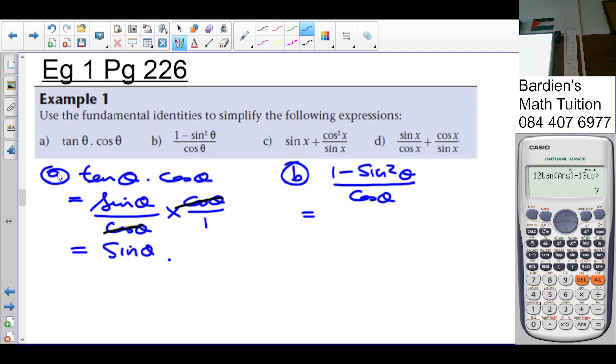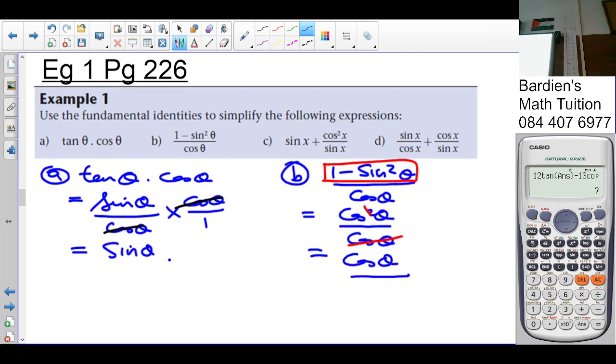Okay. What can happen here? 1 minus sine square theta is the same as cos square theta. So it will be cos square theta over cos theta. So what happens here? Cos theta cancels with one of those two on top. Not so? Leaves you with cos theta over 1, which is cos theta. You will understand. Anybody that's confused? What are you confused about, Michael?